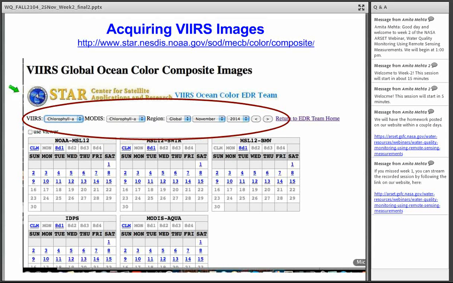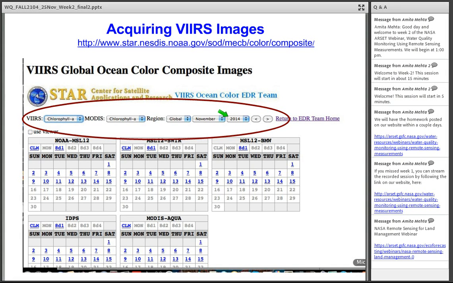This is a NOAA tool. This is for acquiring VIIRS data, and there are color composite, ocean color composite images given here. So Chlorophyll A is there. There are several experimental products. Also, there is MODIS Chlorophyll A. So for comparison, these two are available. It could be global or regional. There is a selection for region, and there is temporal selection here as well.